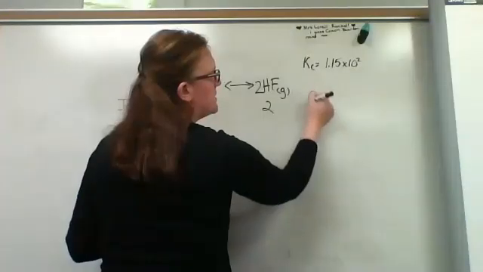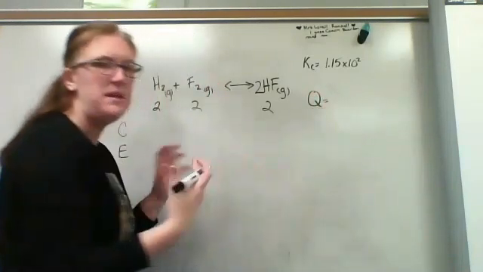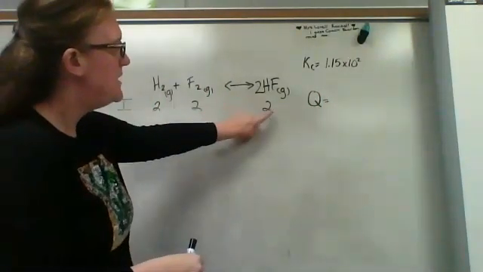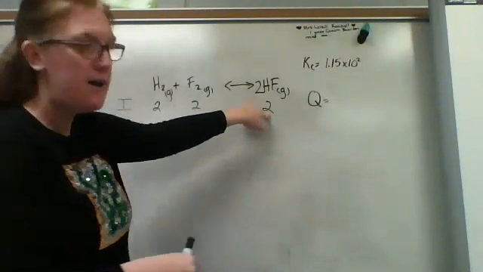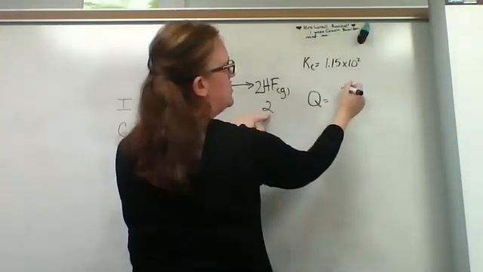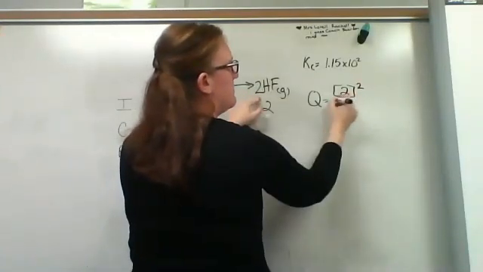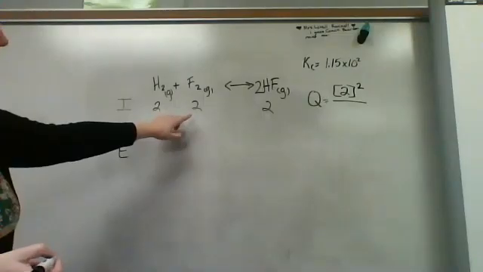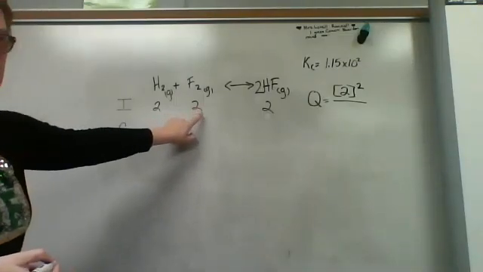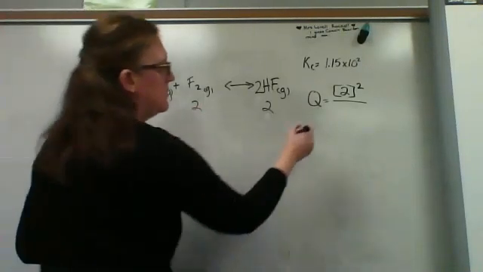So to find Q, remember, you just set up the expression like normal. This is my concentration of my product, so I'm going to go 2. But I'm also going to square that because of the coefficient. Okay. And then divided by my reactants, 2 times 2.